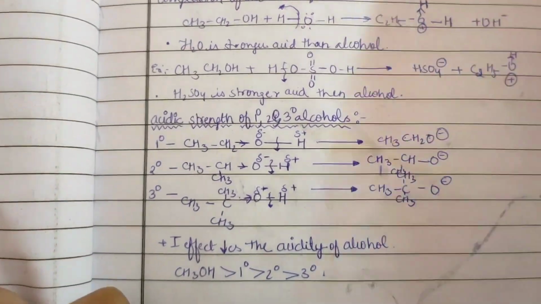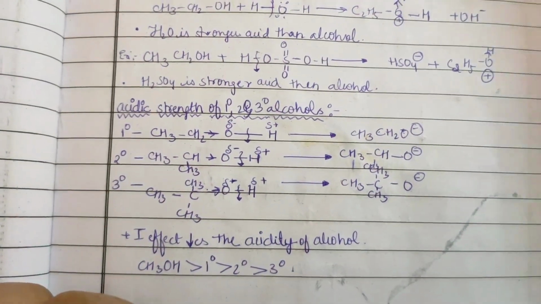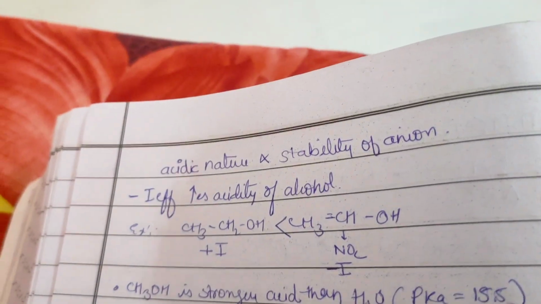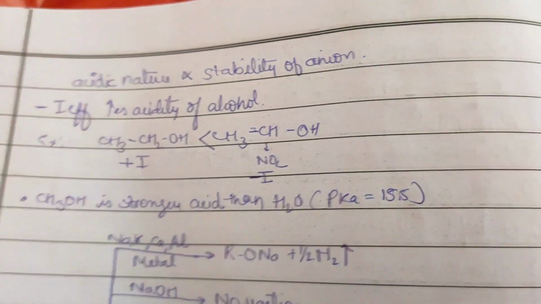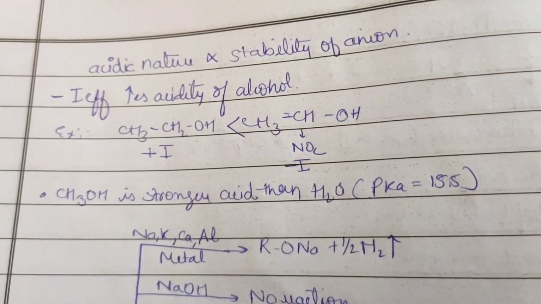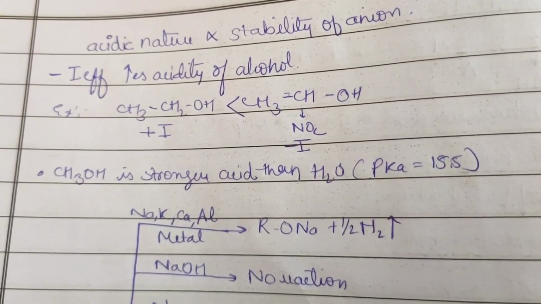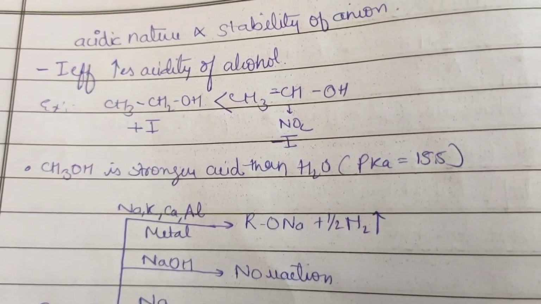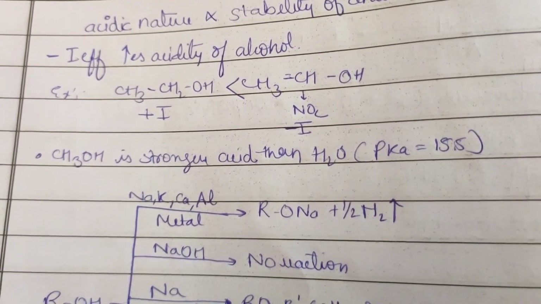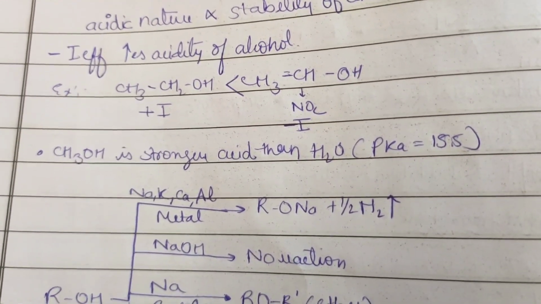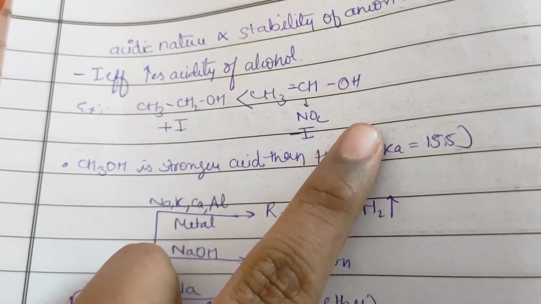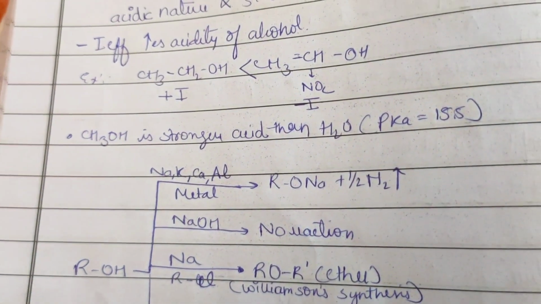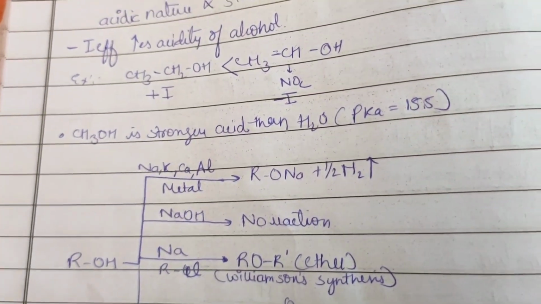Acidic nature of alcohol is directly proportional to the stability of the anion. If the minus I effect increases, the acidity of alcohol increases. CH3CH2OH has a plus I effect, which is less acidic than the one with a minus I effect. Now CH3OH is a weaker acid than H2O.